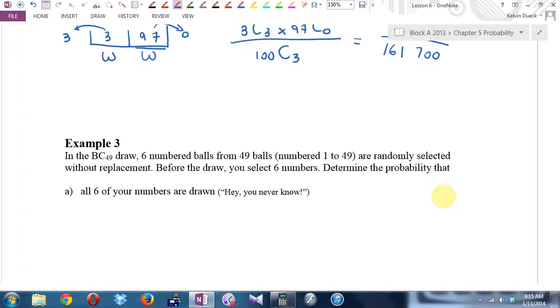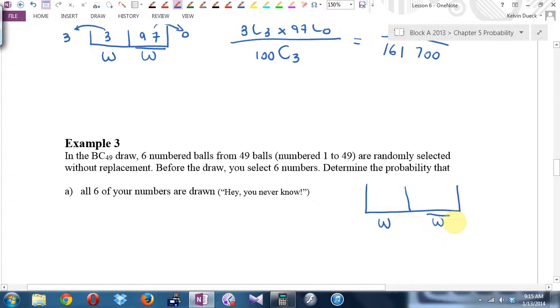So as a bucket, it's going to look like this. Winners, non-winners. How many winning numbers are there in the pot? 6. How many non-winning numbers are there in the pot? 43. Let's use that just as our generic bucket, because we're going to do a part B as well. Part A says all 6 numbers are drawn.